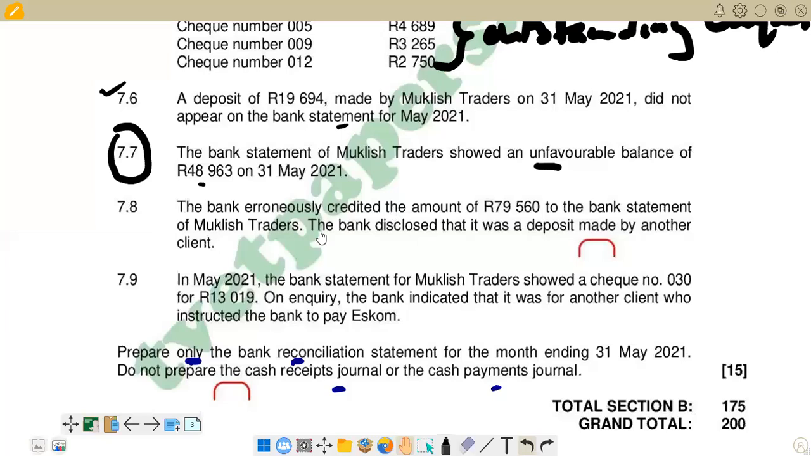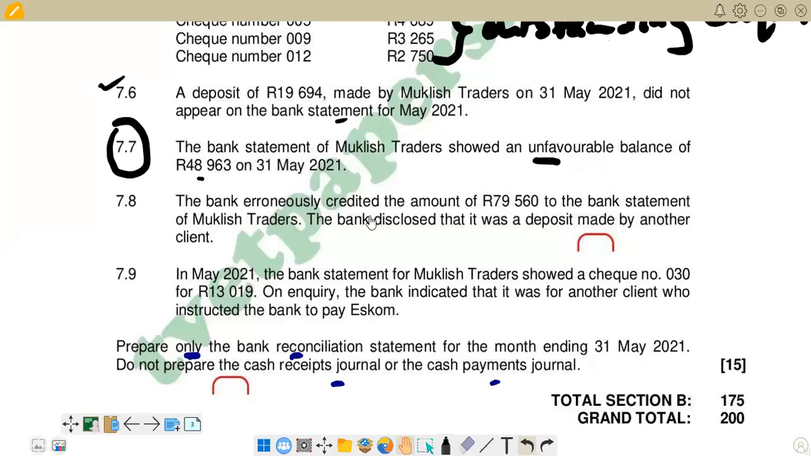If you go to 7.8, 7.8 is the bank erroneously credited the amount of 79,560 to the bank statement of Mukesh Traders. The bank disclosed that it was a deposit made by another client. So what does it mean? This was a mistake. We are seeing that the bank statement was credited, but this amount was not supposed to be credited. It's supposed to be removed since it belongs to another client. So what do we need to do? This amount is on the credit side of the bank statement, so we need to go to the oversight and enter it so that we remove it, which is 79,560 on the debit side.